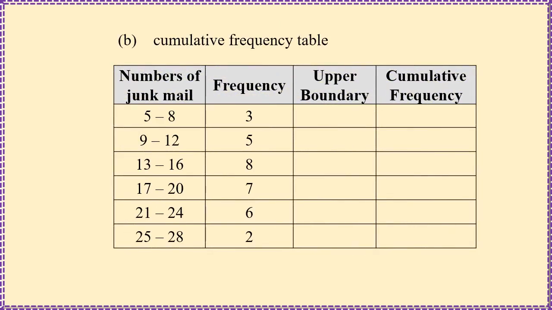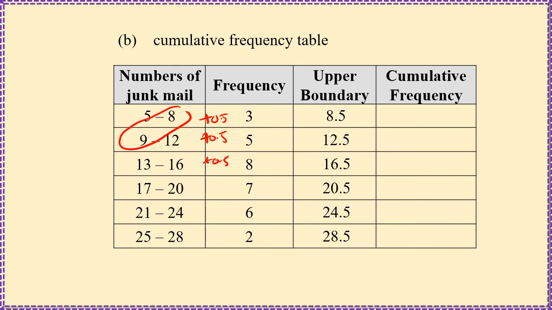And then for the cumulative frequency table, we just have to find the upper boundary. Here we have 8.5, 12.5, 16.5, 20.5, 24.5, 28.5. Because we add up the 8 and 9 and then divide by 2, we have 8.5. And then just add up by 4 here. Everything will be added up by 4. Now just find the cumulative frequency.